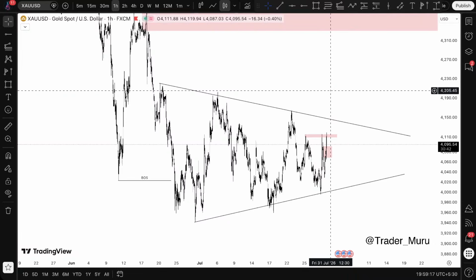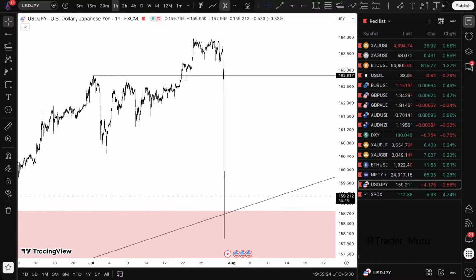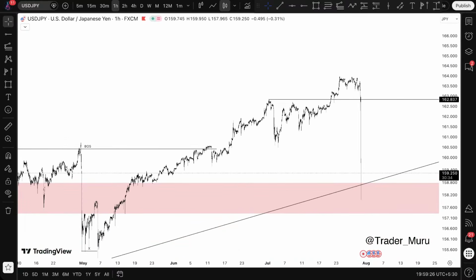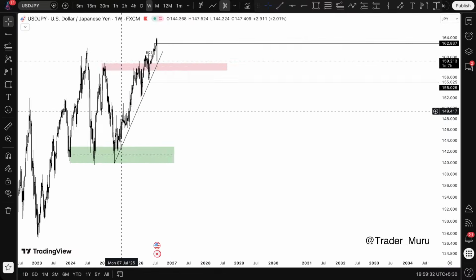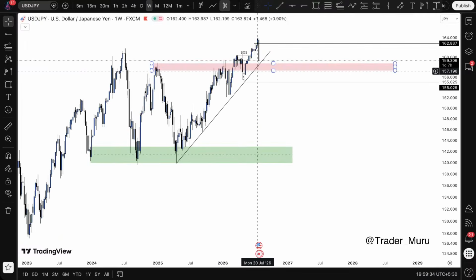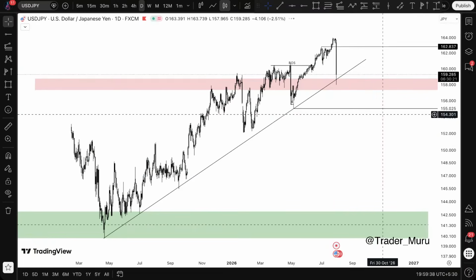Bro, check JPY pairs like USD JPY, good opportunity for buy soon. Brother, JPY is already dropping very hard, and I told you until it breaks below this trend line it is still bullish. This is the trend line. It is still bullish from here. This is the daily time frame trend line.